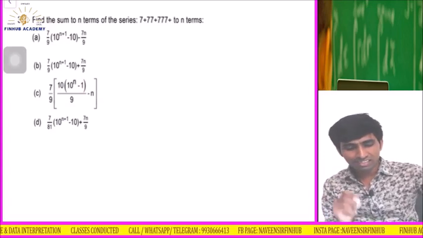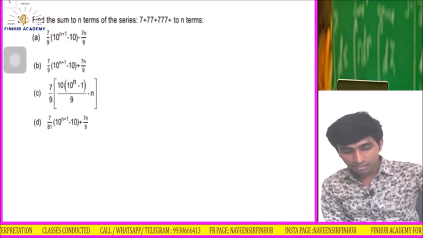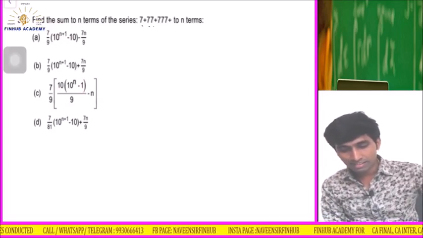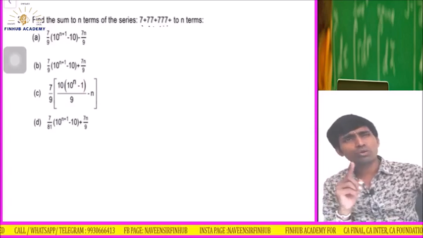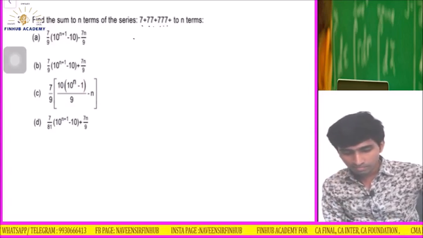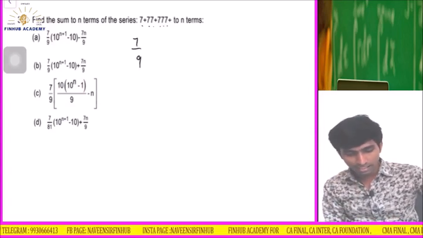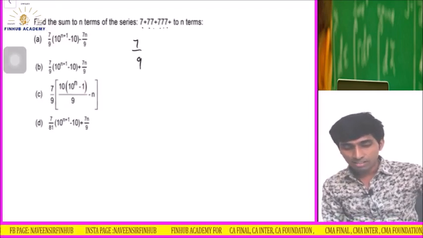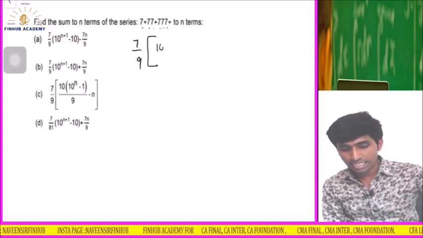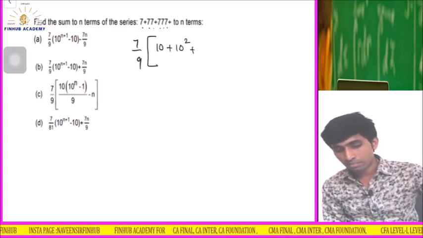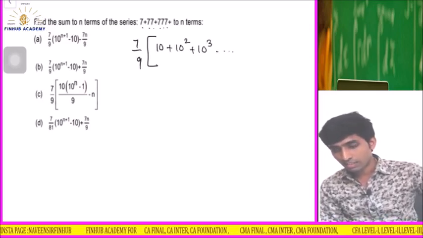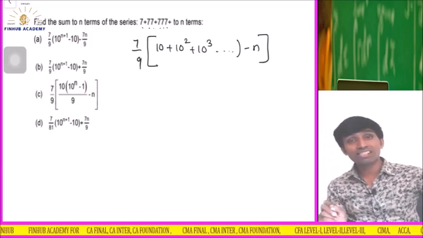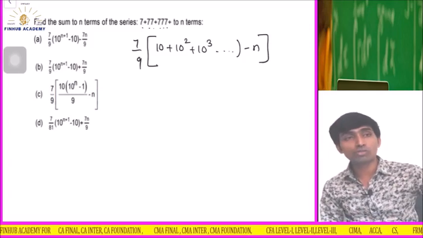But generally we have learned in the class that obviously this is 7, 77, 777, like this. So outside what will be common? It will be 7 by 9, 7 by 9 is everywhere. And then inside you get 10 plus 10 square plus 10 cube, something like this. And from this you minus n. This is the one option which you can have.